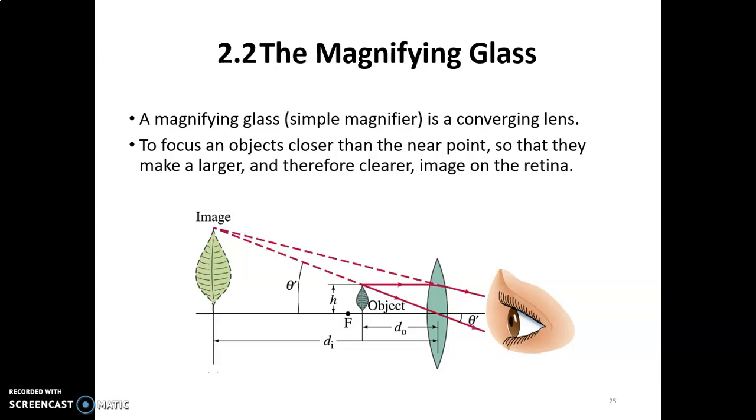Today we are going to learn about the magnifying glass. A magnifying glass is made up from one single converging lens. As you can see here, this is the magnifying glass.